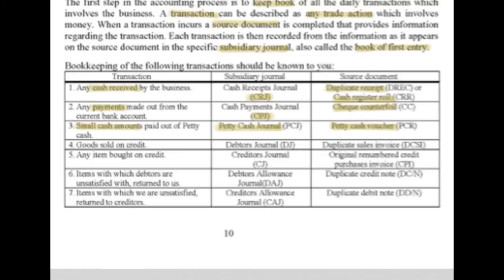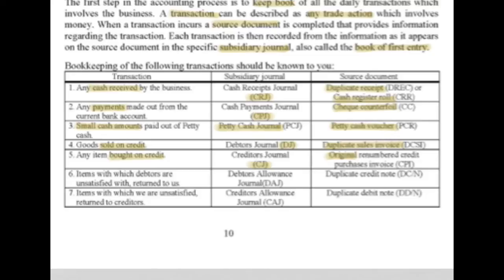Then I get my credit transactions. Now, with credit transactions, I can sell on credit, or I could have bought on credit. If I sell on credit, it means that the DJ is my journal, and a duplicate sales invoice is my source document. Whenever I buy on credit, I use the CJ, the creditors journal. And then my source document is not a duplicate, but an original, renumbered credit purchase invoice, or just an original credit invoice.